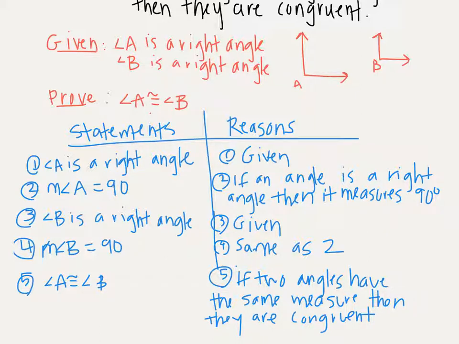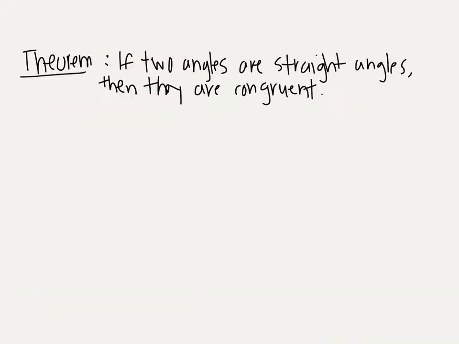And what we can do, now that we have proven this theorem to be true, we can use this concept to solve problems. All right, let's check out another theorem. Okay, so the next theorem is if two angles are straight angles, then they are congruent. So it's similar to the previous theorem, different types of angles, so we have to prove it. But actually what I want to do, instead of proving this to be true, I want to show you how we use it to solve other problems.